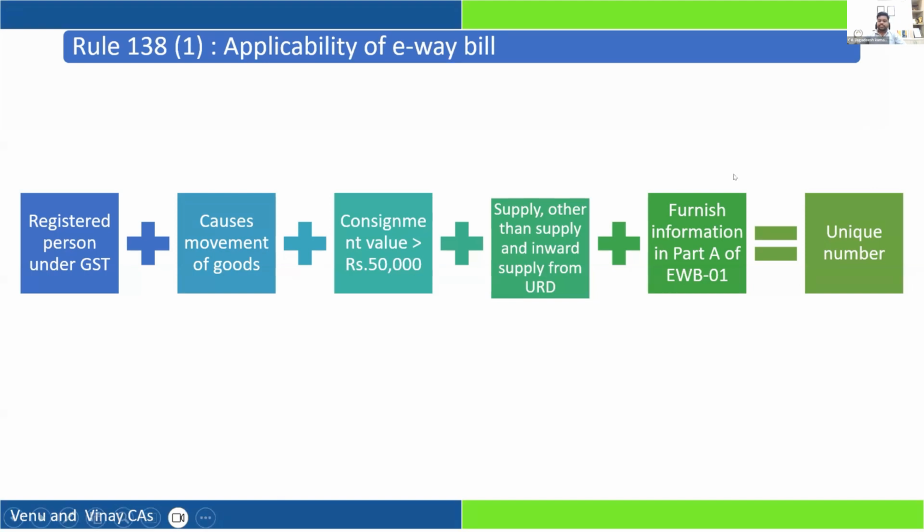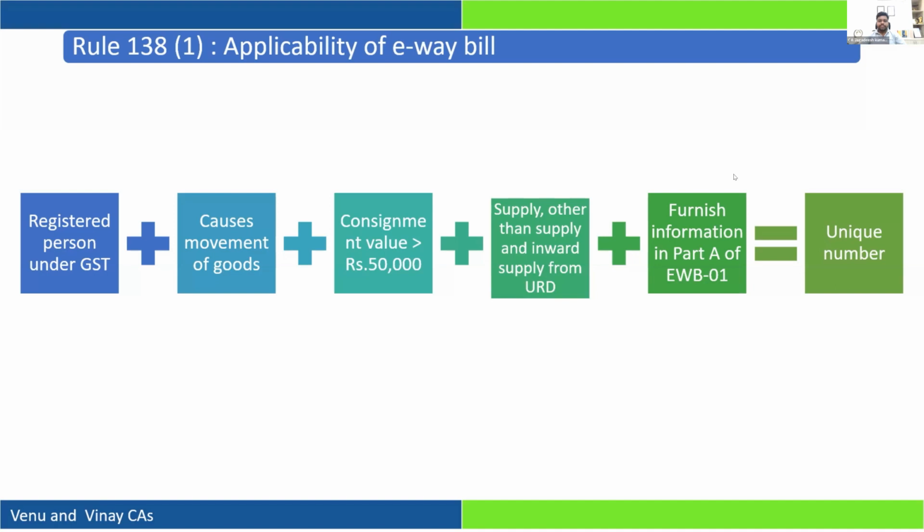So here the answer is no. Yes, in this case, the e-way bill is not required because the consignment value of each invoice is less than 50,000. Therefore, the e-way bill is not required in these cases. So we'll take another example.